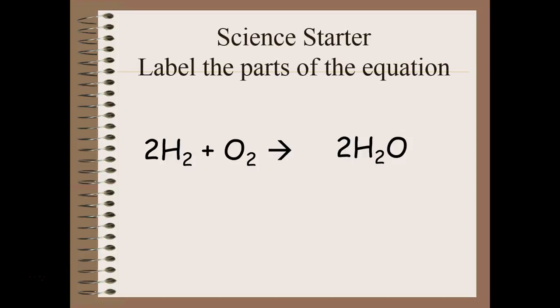So if we look here, we are labeling the parts of this equation. On this side we have the reactants, on this side we have the product. These larger number 2's are the coefficients, and these smaller number 2's are the subscripts.